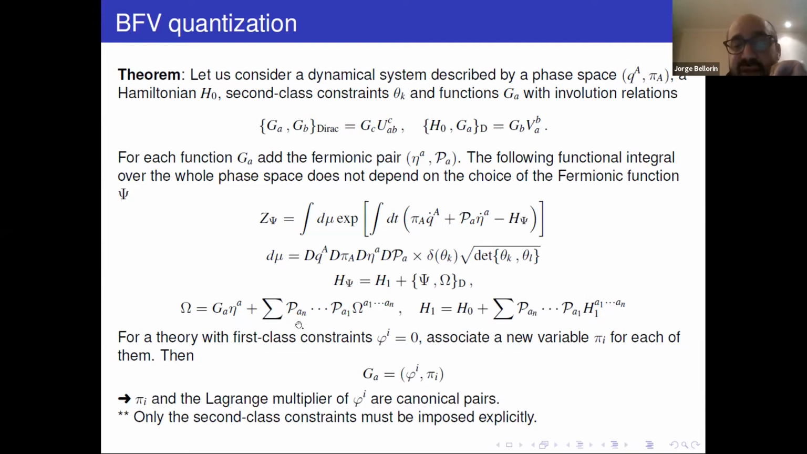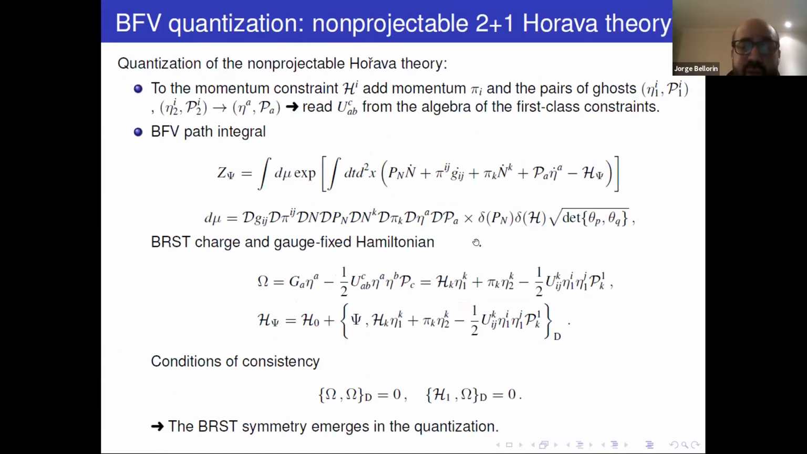The charge is defined as an expansion of this gauge. Let me explain a little bit. The idea is that these G functions play the role of the first class constraints, but extended to some new variables called P_A, which play the role of canonical momenta to the Lagrange multipliers of the original first class constraints. So once you have defined this extension, you define this extension. The idea is to incorporate this extension to the Horava theory.